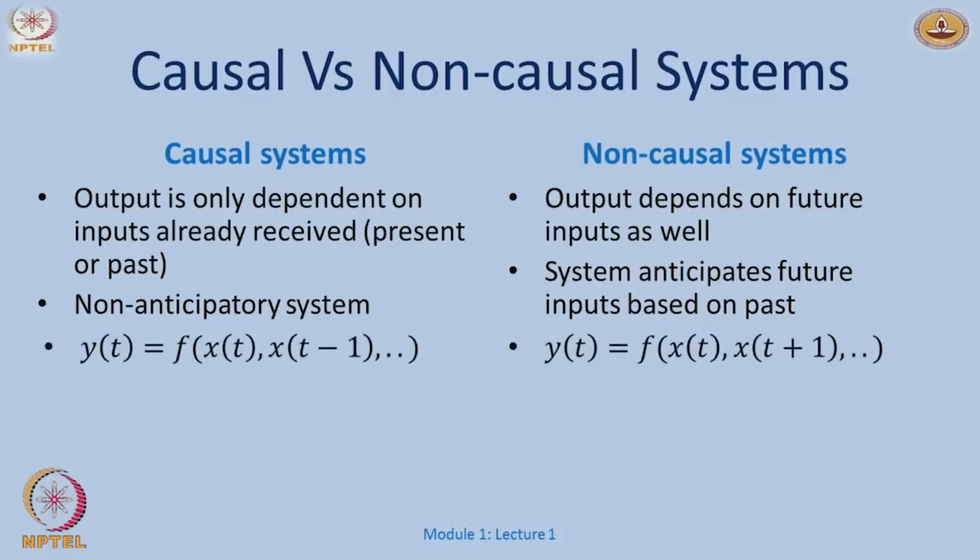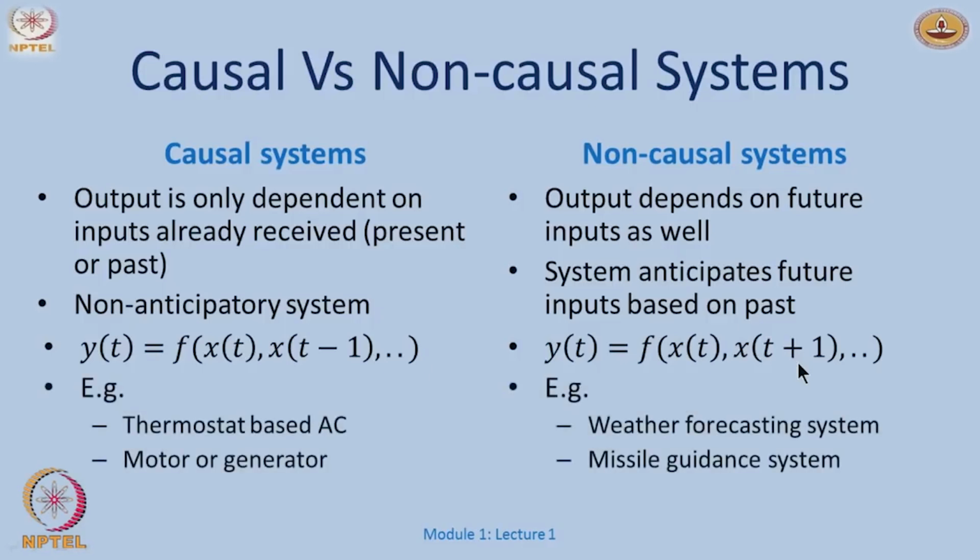For example, mathematically this would mean y of t will depend only on the inputs it received at t, at t minus 1, and if at all any inputs at t minus 2 and so on. Well, a non-causal system could also do the reverse. It could also see what could happen at t plus 1 and get its outputs based on that.